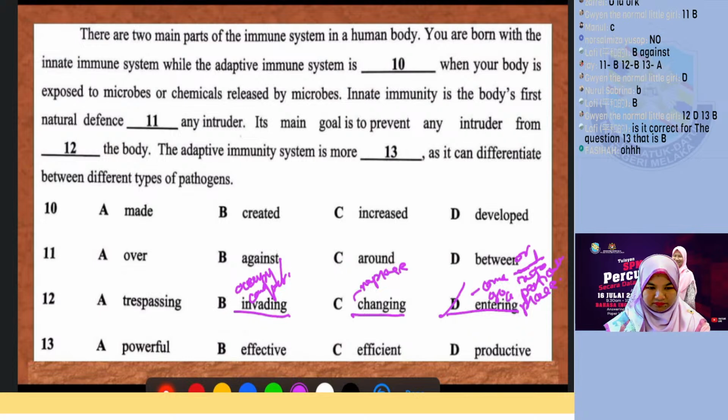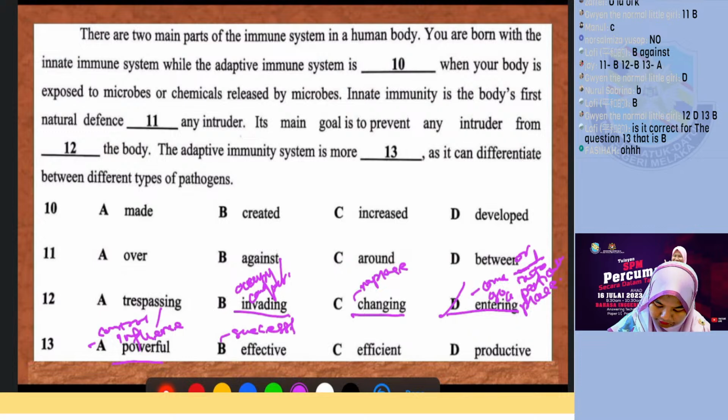Okay, powerful. What is the meaning of powerful? Powerful means you have control or influence. Control or influence. Okay, what about effective? Effective means successful, able to get result. Oh, sorry, wrong spelling there. Able to get result.